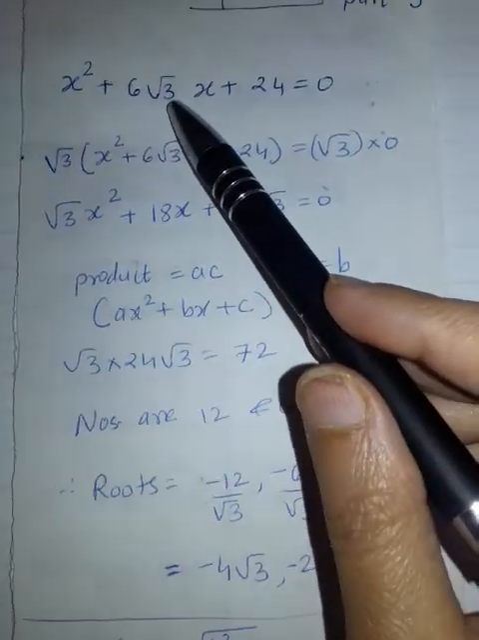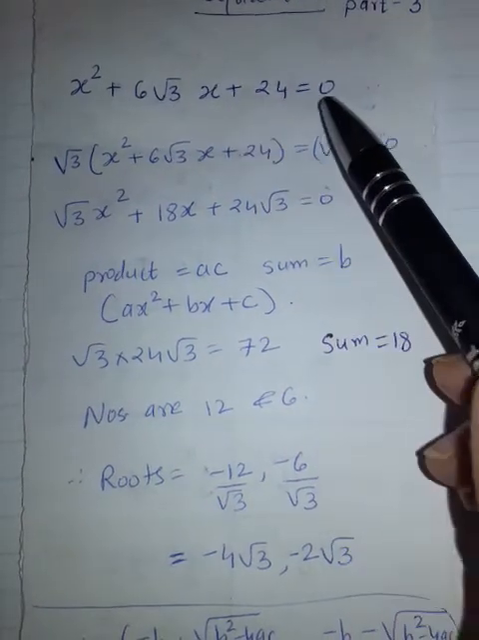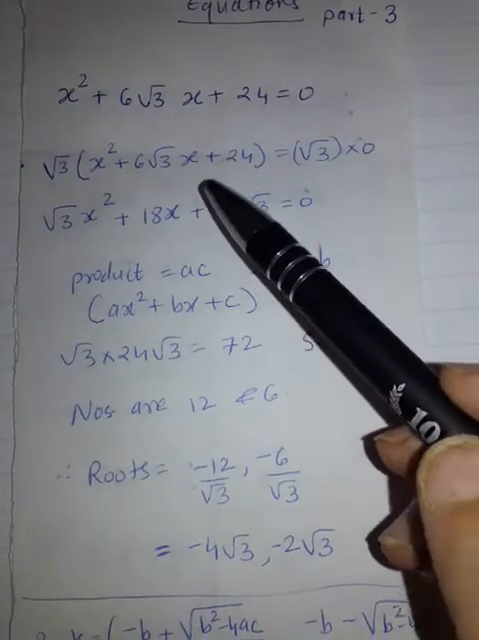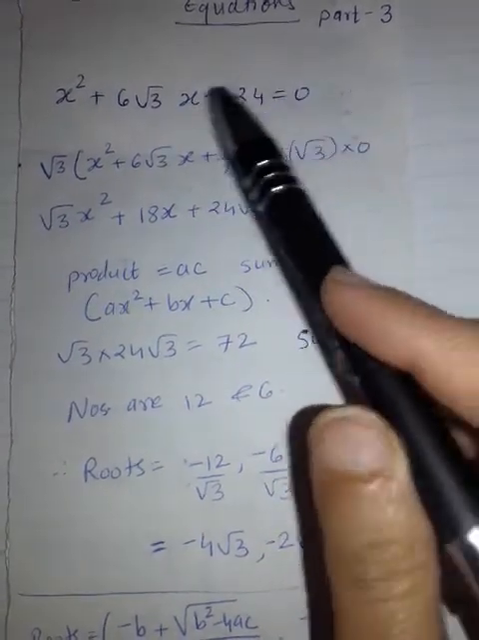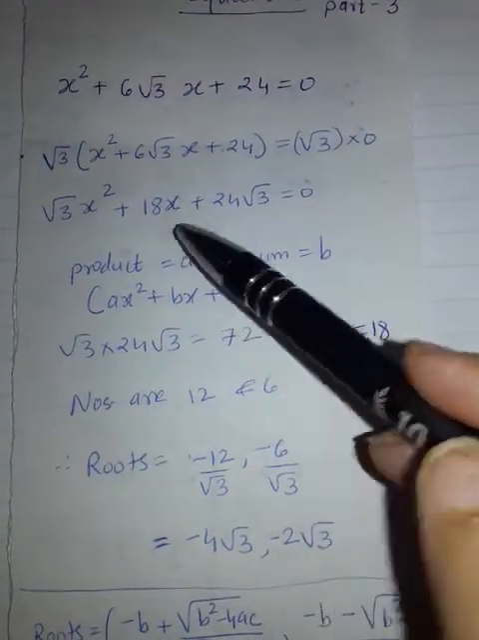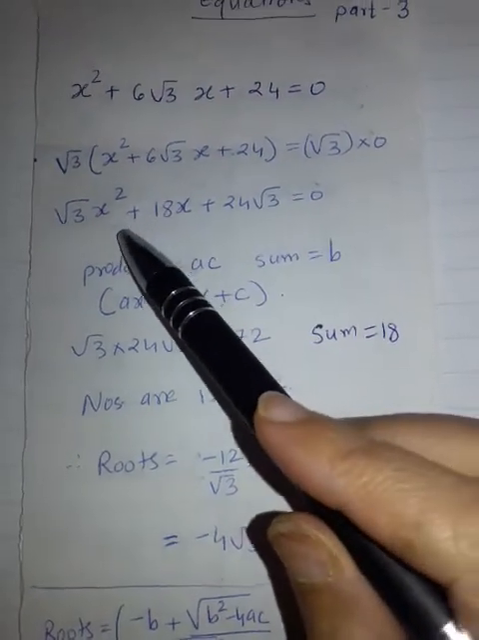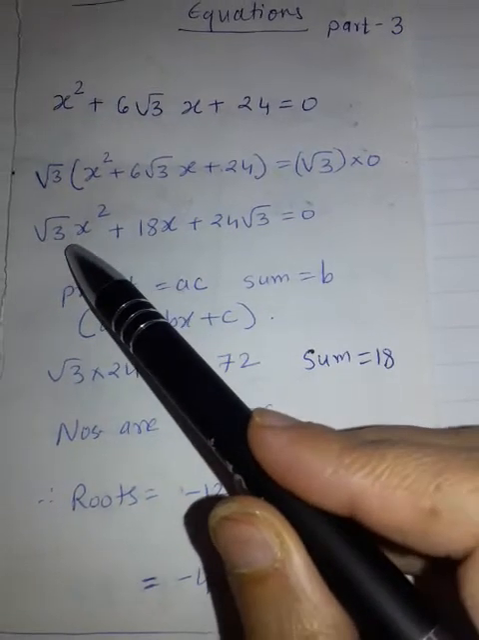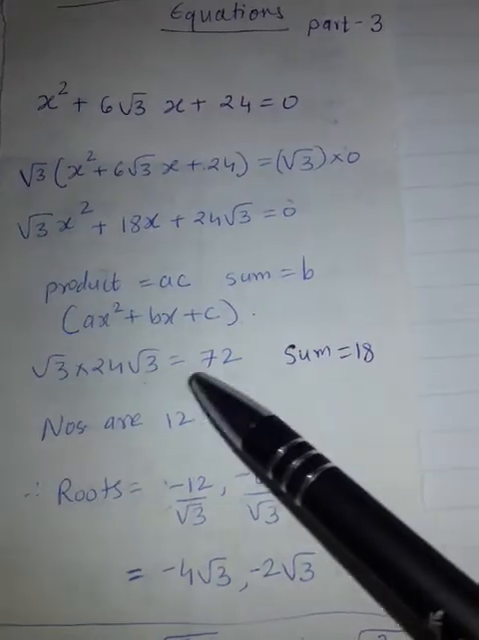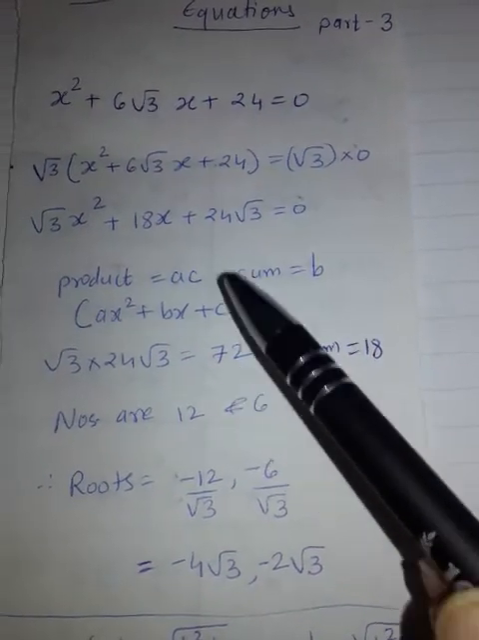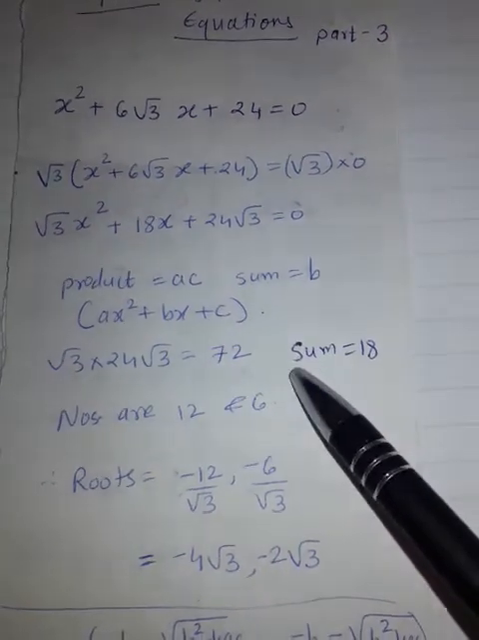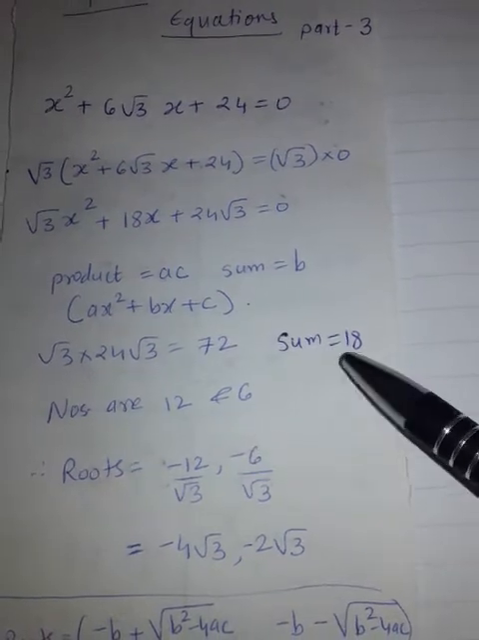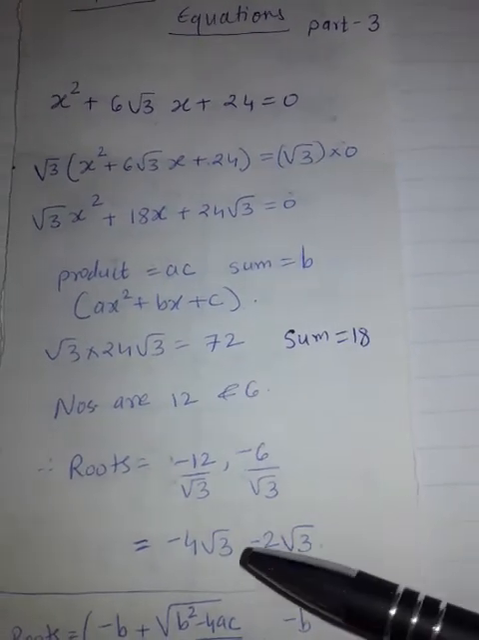x square plus 6 root 3x plus 24 is equal to 0. So what is the first step? Yes, right. We'll multiply both sides by root 3. Same way we just now solved, same way. So you will get this as your final equation. So the product should be root 3 into 24 root 3, that is 72, and the sum should be 18. Which are those two numbers? 12 into 6 is 72, so 12 and 6: sum is 18, product is 72.